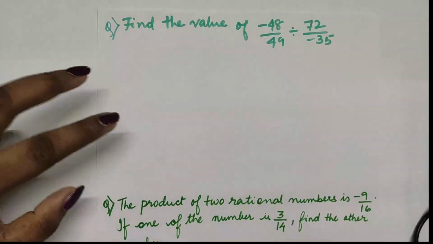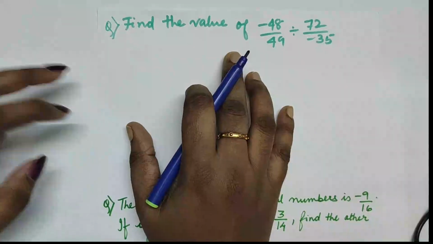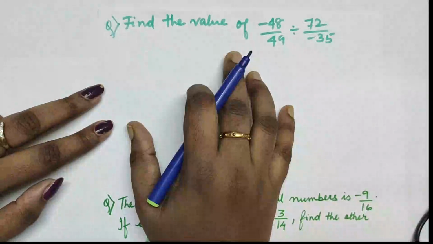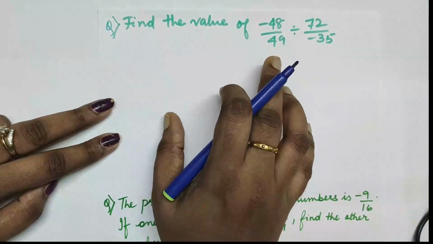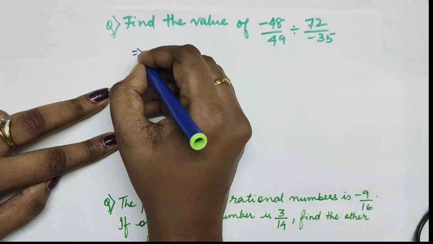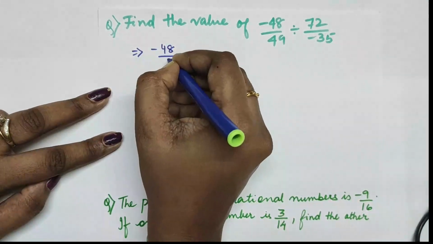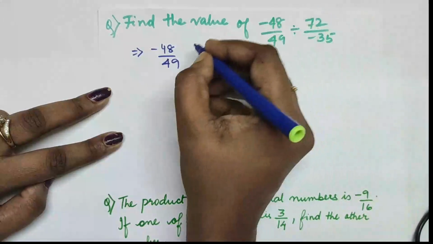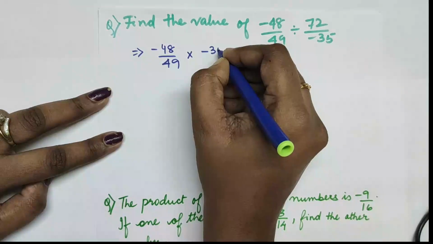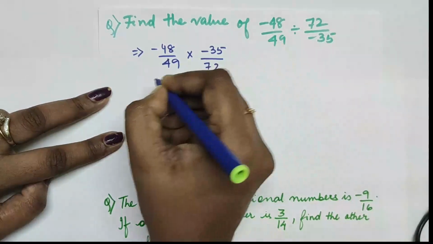So coming to our next question, that is find the value of minus 58 by 49 divided by 72 divided by minus 35. So as it is division, you know that you have to take the reciprocal of the second term, and the division changes into a multiplication. So it becomes 35 by 72.